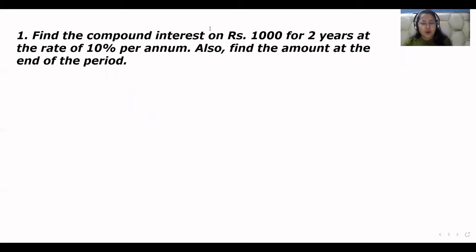Find the compound interest on rupees 1000 for 2 years at the rate of 10% per annum, and also find the amount at the end of the period. So what we have to do is find the compound interest. Our principal is rupees 1000 and we are investing it for 2 years at the rate of 10%. For 2 years, first we calculate the interest for the first year.